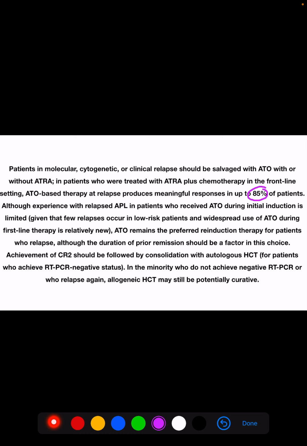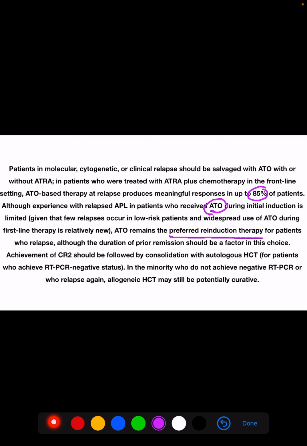Initially, if patients are treated with all-trans retinoic acid and chemotherapy, for relapse we can give arsenic trioxide. But the experience with relapsed patients who have already received arsenic trioxide during initial induction is limited. Arsenic trioxide remains the preferred reinduction therapy for patients who relapse, although the duration of prior remission should be a factor in this choice.